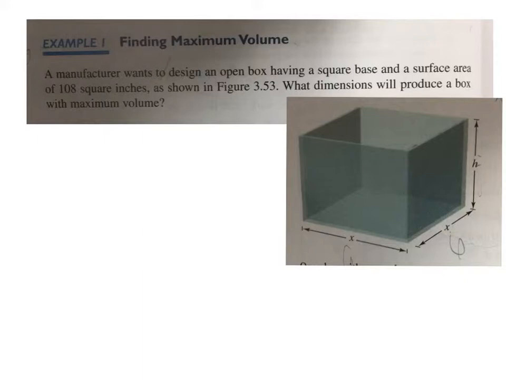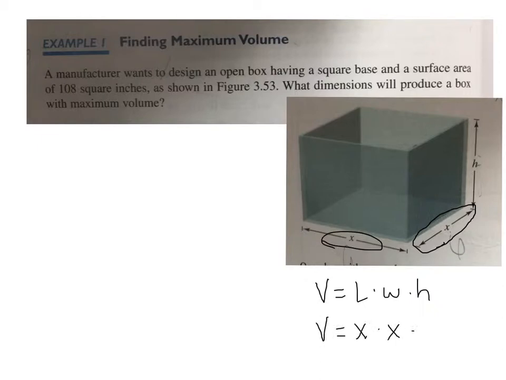We know that based on the figure here, the volume of a shape like this would be length times width times height. But if you look, the length and the width are the same, aren't they? They're x and x. And so your volume is going to be x times h. So your volume is x squared h.